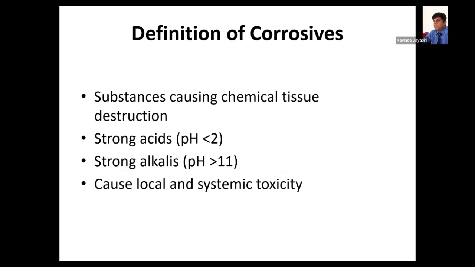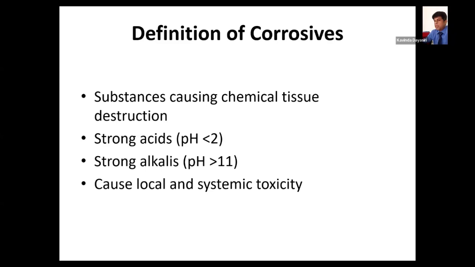If you look at the definition of corrosives, a corrosive is a substance that has the potential to cause chemical tissue destruction. Most of the time, these corrosives are either strong acids that have a pH of less than 2, or strong alkali that have a pH of more than 12. It can cause local injury, burns, and when it gets instilled in your eyes, it can cause damage to the eyes. When ingested, it can cause wider systemic toxicity in the GI tract.